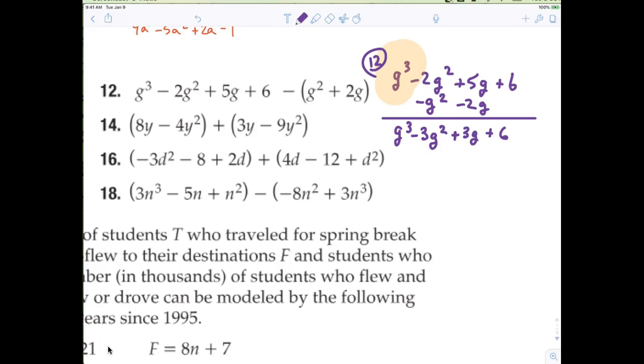It's like adding x and y. Is it possible to add x and y? It's not possible to add x and y. When you do negative 2g squared and negative g squared, you don't do anything to this one. Exactly right. When you add 1 pencil and 2 pencils, you get 3 pencils, not 3 pencils squared. That's how you remember those things.